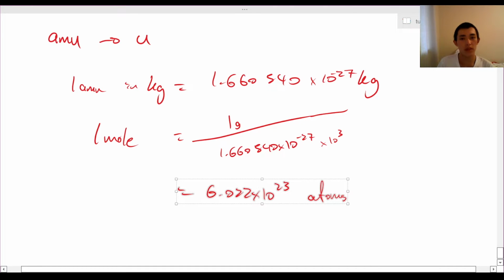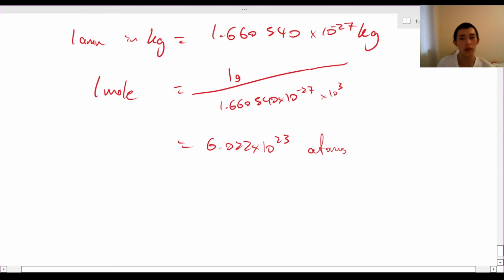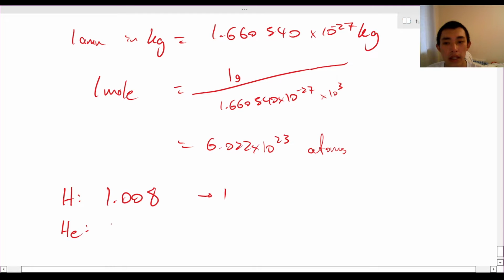Now, to go into a little bit more depth with how the mole was originally defined. You'll notice that hydrogen, if you look on your data sheet, is actually 1.008, and there are a few reasons for why it is so. It's weird because hydrogen only has 1 proton, so you would expect it to be 1. Helium is 4.0026 and has 2 protons plus 2 neutrons.